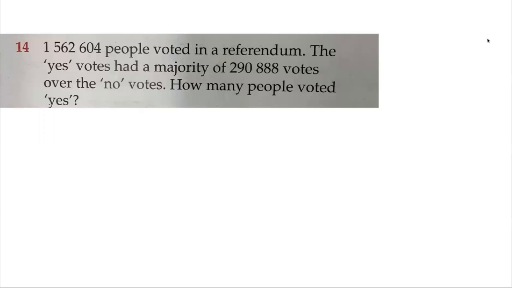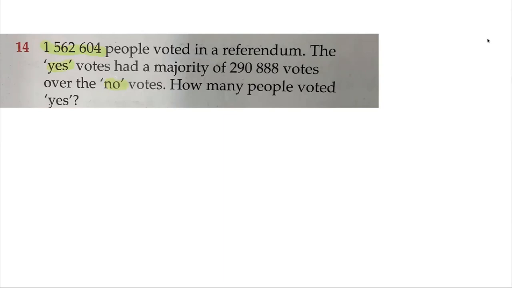Right, here we go. This is question 14 from exercise 5.05, and it's another example of where to apply simultaneous equations. So let's have a little look at the question with a highlighter and highlight some things. The context is a referendum. People vote in referendums. We're told that 1.5 million people voted, and there were two types of vote, a yes vote and a no vote.